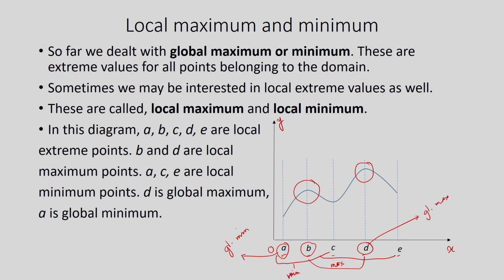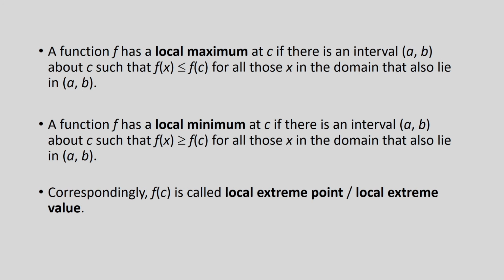Similarly, for the maximum, a function f has a local maximum at C if there is an interval a to b about C such that f of x is less than or equal to f of C for all those x in the domain that also lie in a to b.